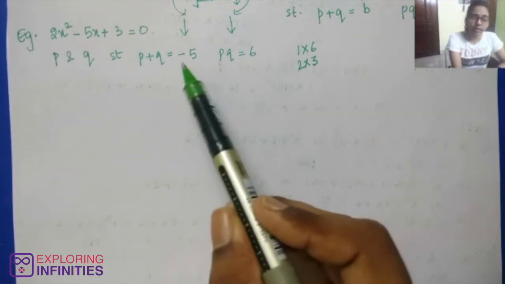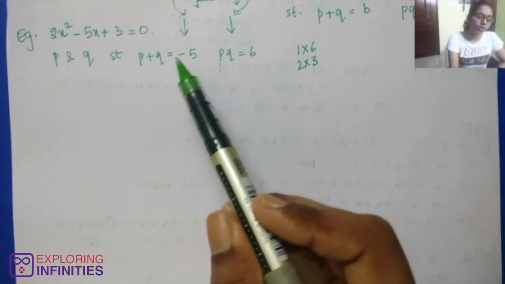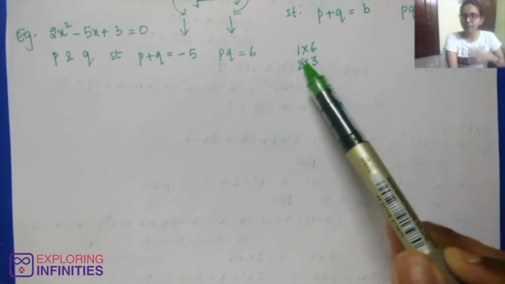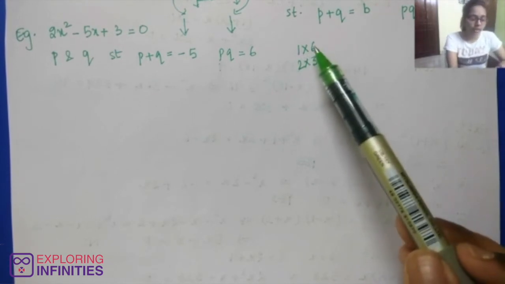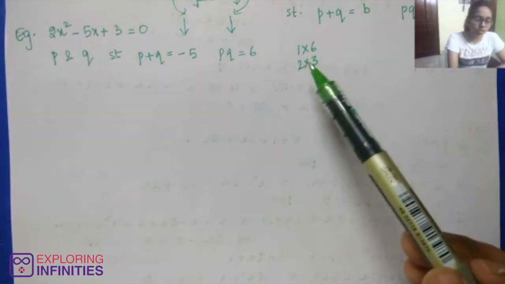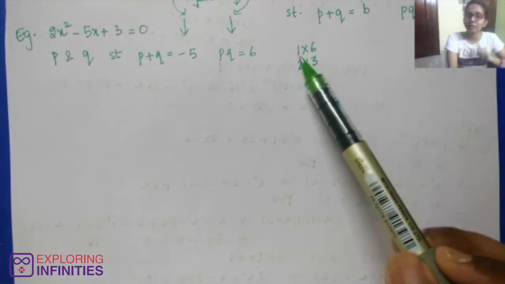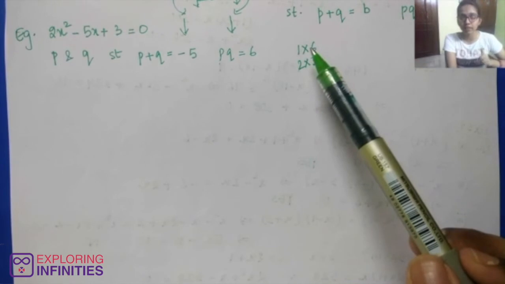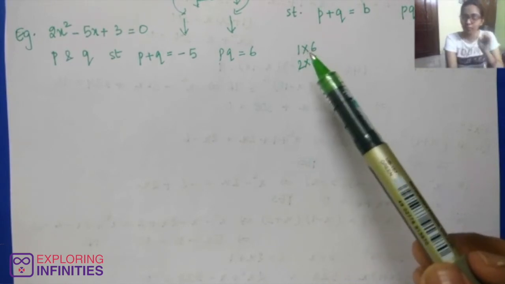Because I have minus 5 here. So what I'll do is I'll try and check out the pairs of factors that I have, if I'm getting minus 5 in any of it. So 6 minus 1 can give me 5. Minus 6 plus 1 can give me minus 5. So I'll consider minus 6 plus 1.